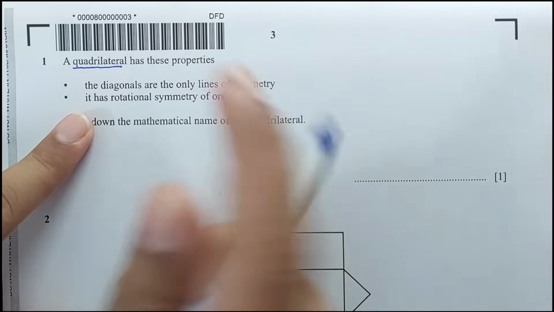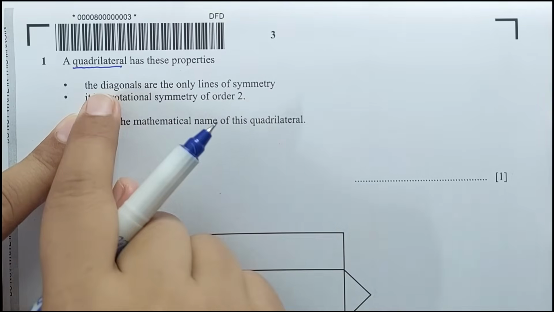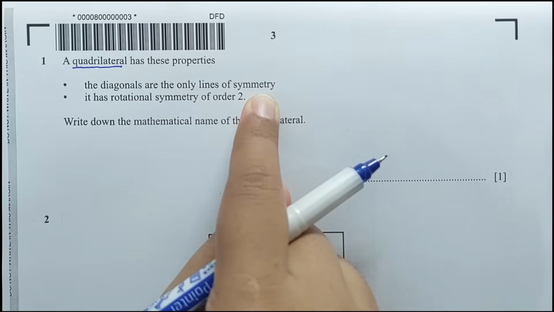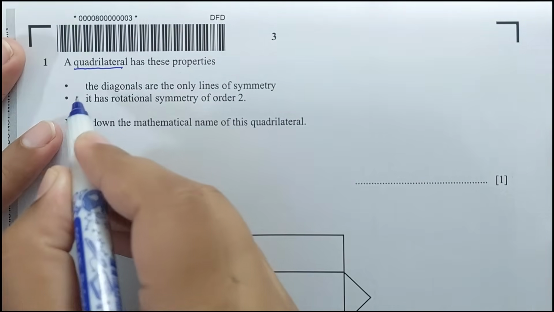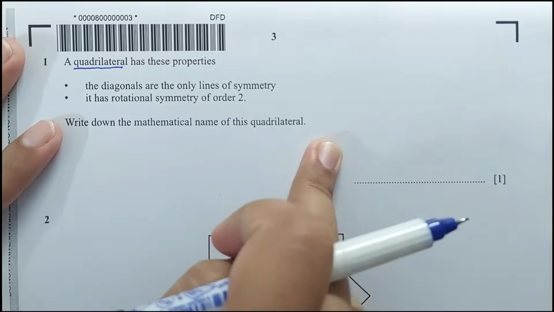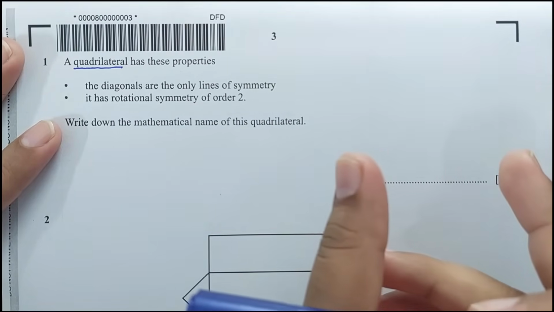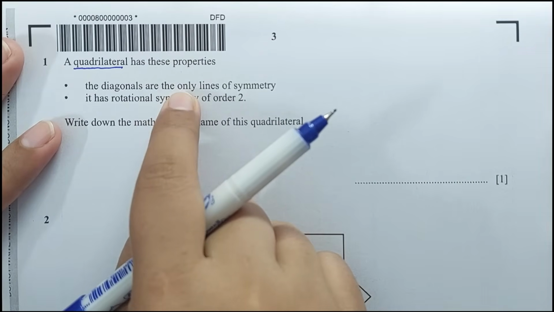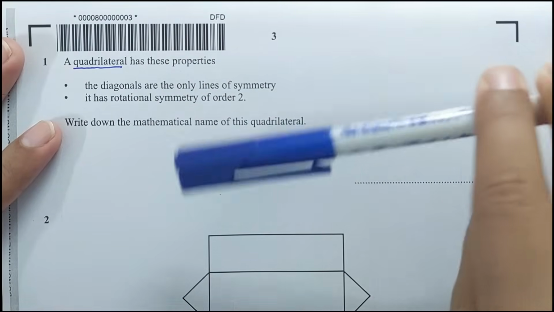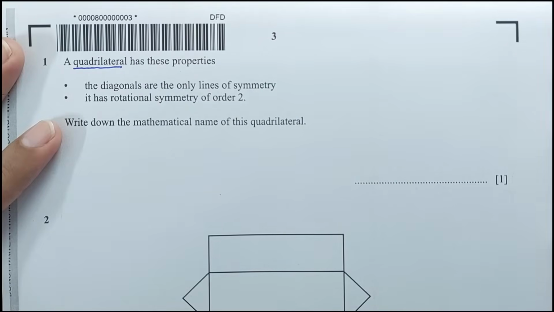Okay, so which quadrilateral has a rotational symmetry of order 2 and the diagonals are the only lines of symmetry? If we draw a square, the diagonals of the square are lines of symmetry, but the square also has a vertical line of symmetry and a horizontal line of symmetry. So it is not a square. The square has rotational symmetry of order 4, not 2.